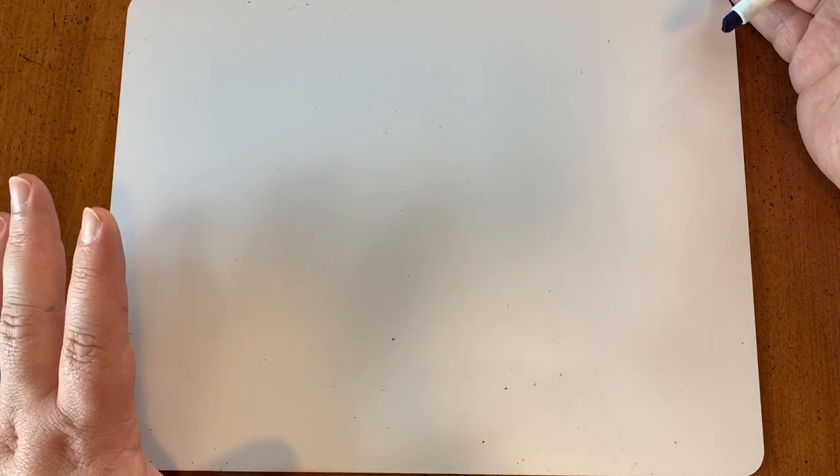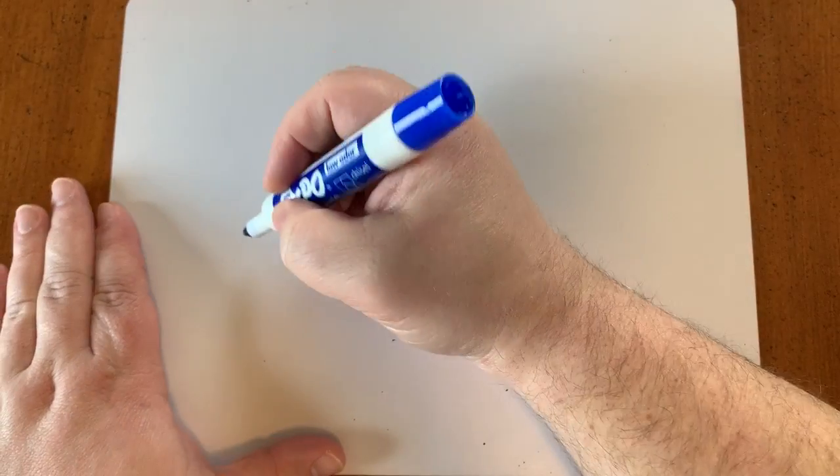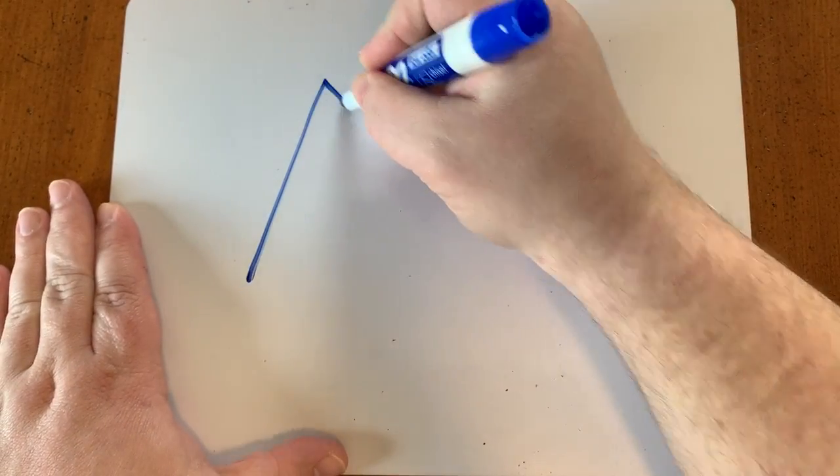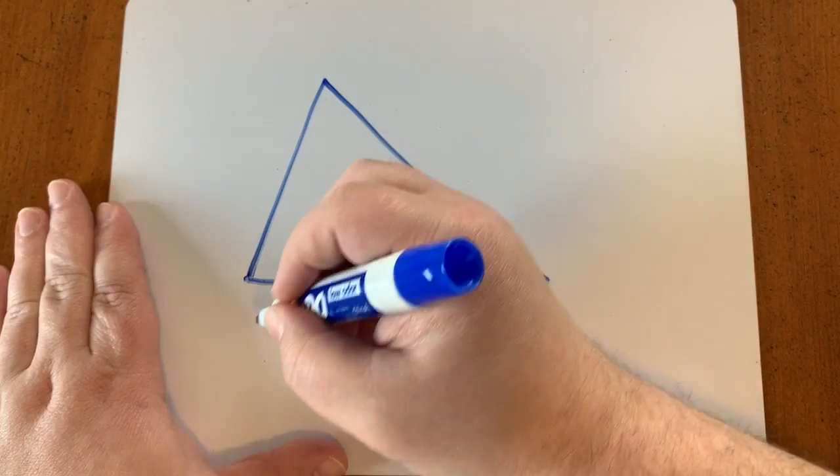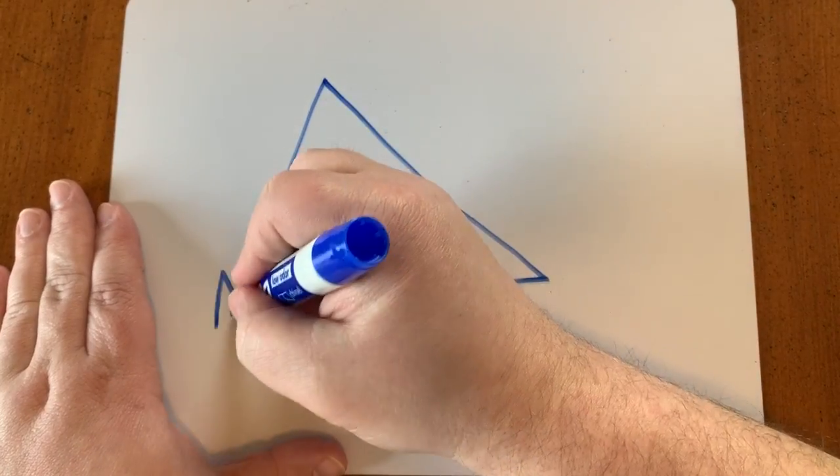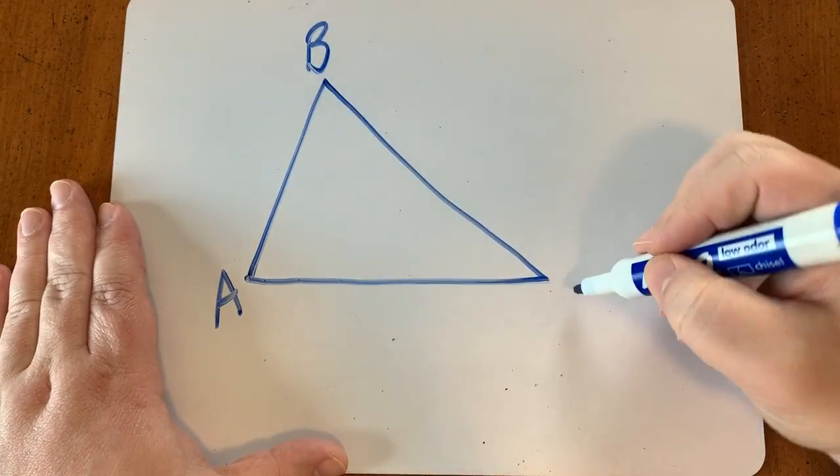Hey everyone, last week we worked on solving right triangles using trigonometry, but not every triangle is a right triangle. So today we're going to derive a formula for solving a triangle that's not a right triangle. So I'm going to start out with an arbitrary triangle. I'm going to call this triangle A, B, C.